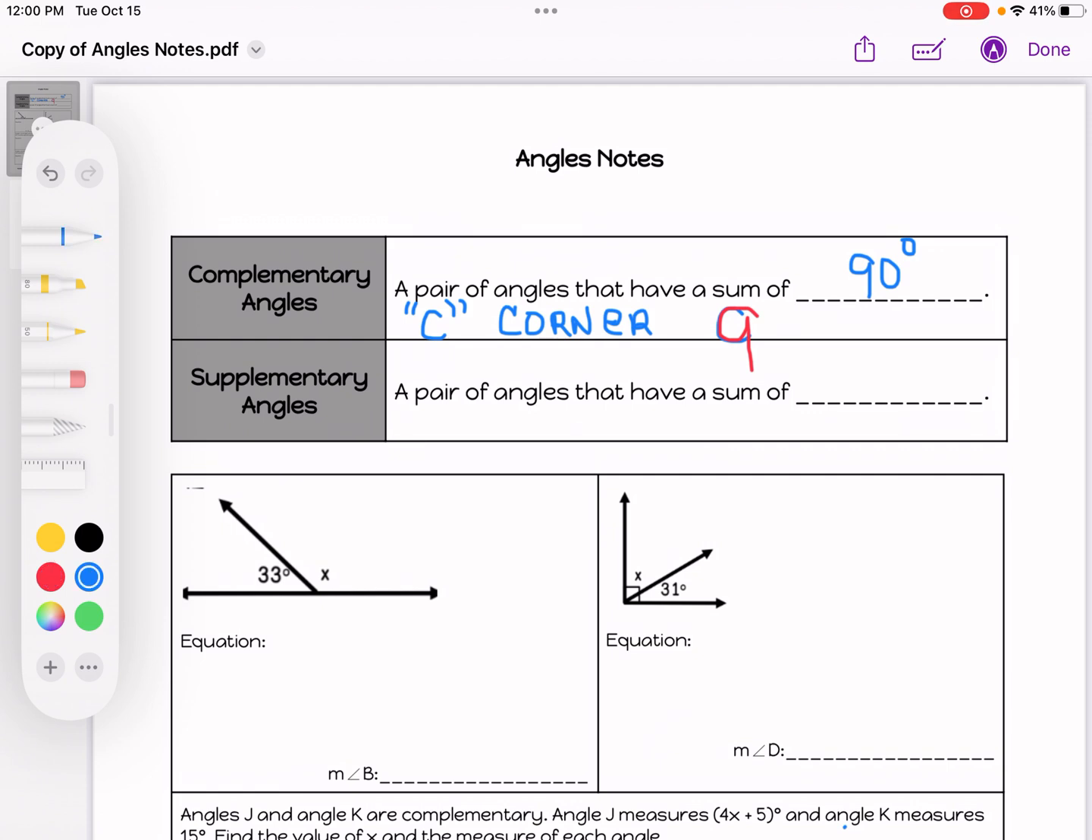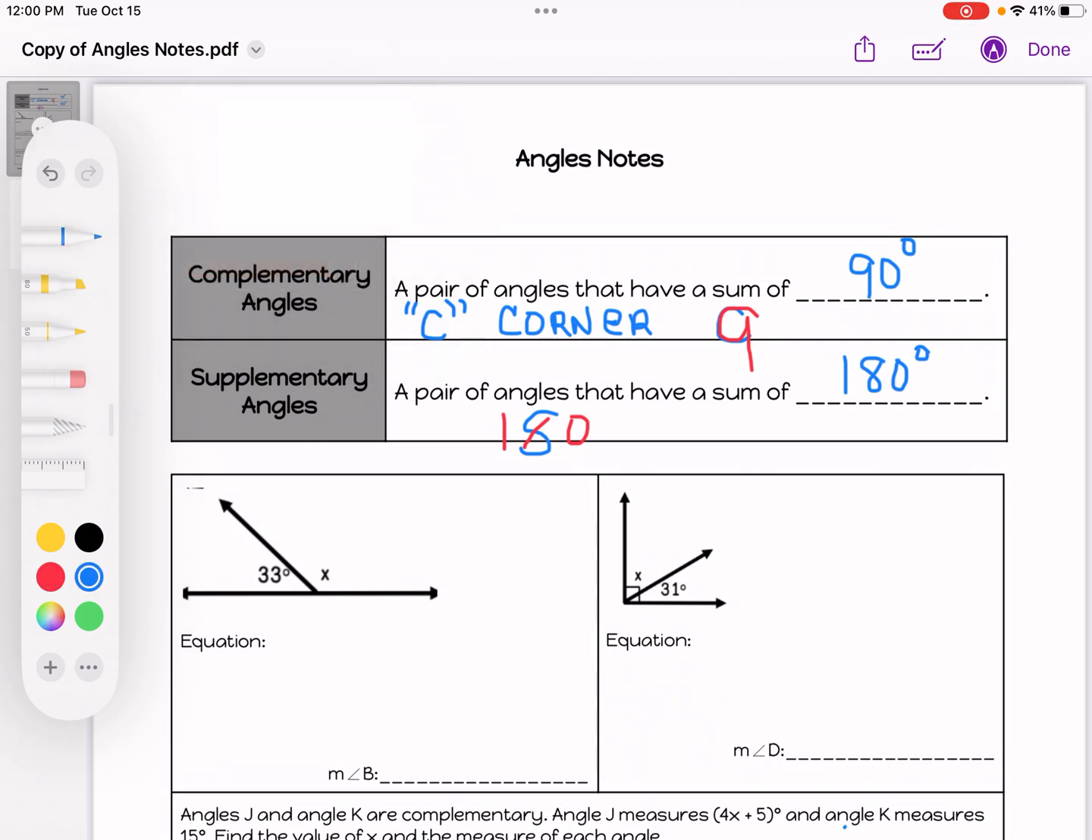Supplementary is a pair of angles that have a sum of 180 degrees. Okay? Supplementary, 180 degrees. So think about the letter, and maybe a little trick, think about the letter S. We can take the letter S and we can very easily turn it into an 8, and there's that 180 degrees. So just some little tricks to help you connect those two things.